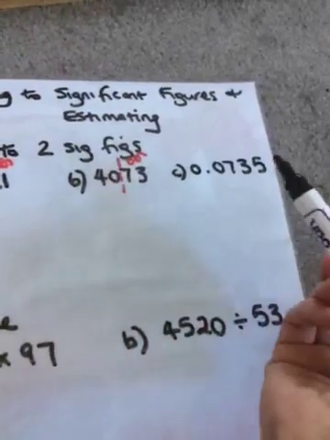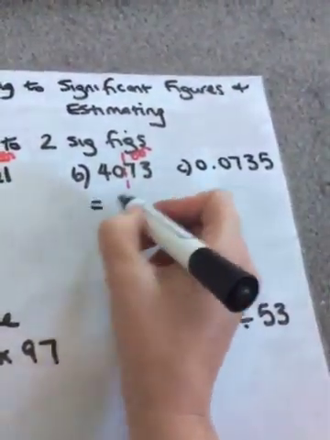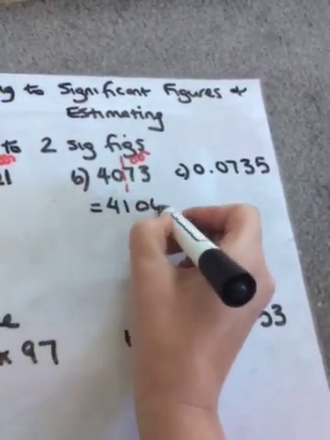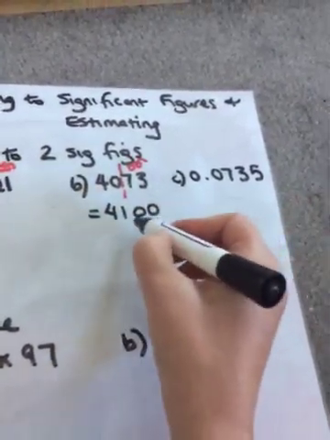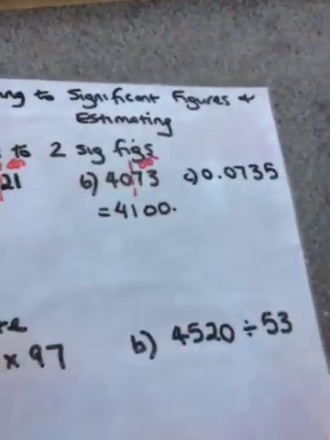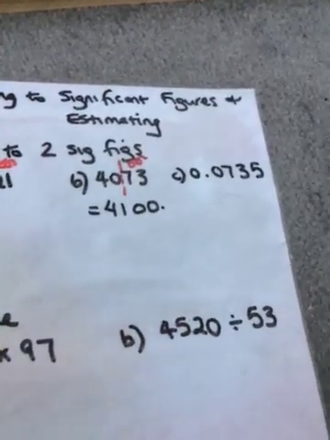So basically we're rounding this number to the nearest 100. 7 or more, round it up, so our answer is going to be 4,100. Now we have to put those placeholding zeros in because we have to put placeholding zeros up to where the decimal point would be, although we don't need to draw that decimal point in.